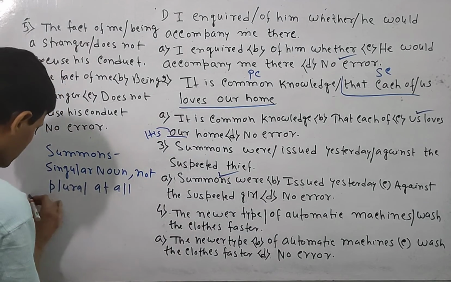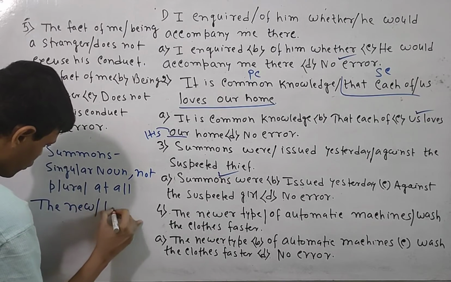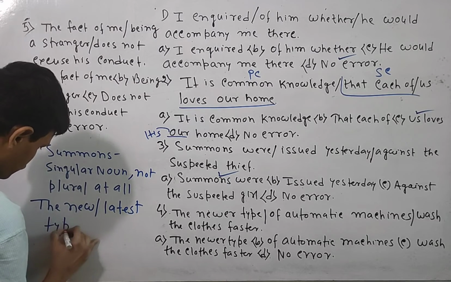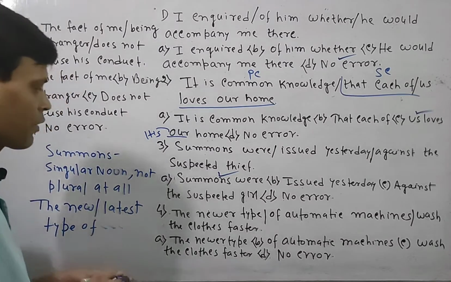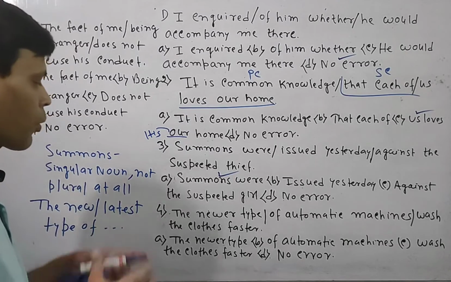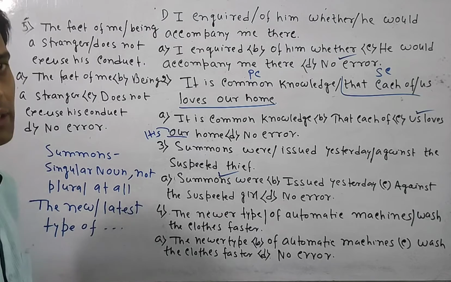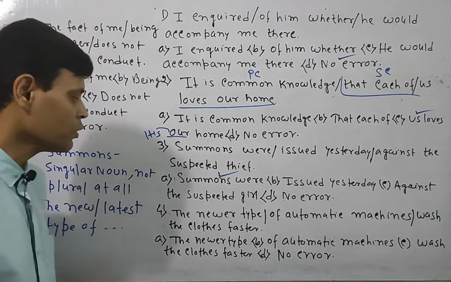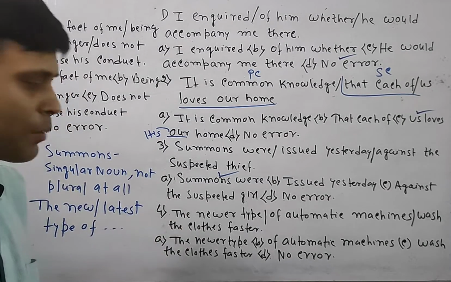So we should say the new or latest type of, but we should never say the newer type or something like that. Okay, so we cannot write the comparative degree of the adjective new. We should always write the positive degree of the adjective new, but here new, newer, newest, the comparative degree is written, so this part is having some mistake.